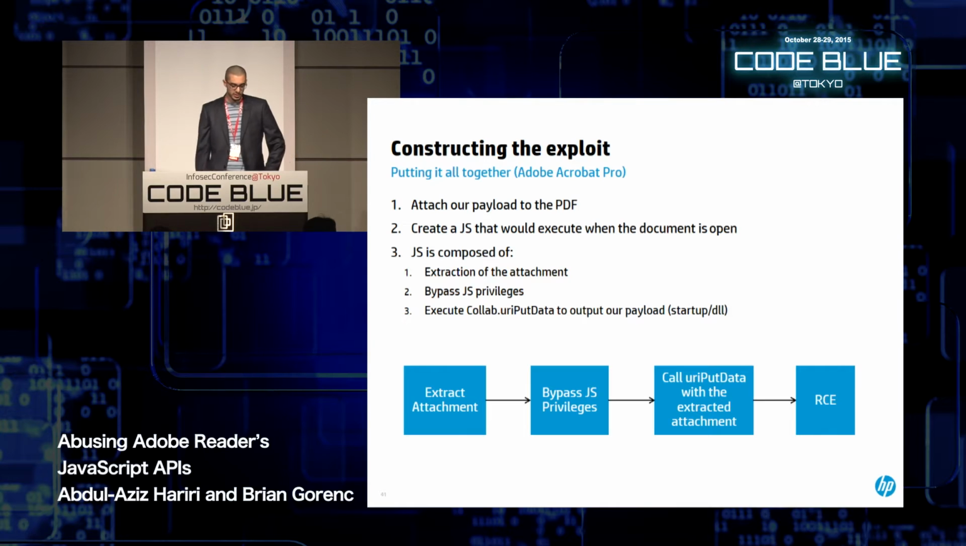So let's put this all together. Basically, we have to attach our payload, which is a DLL, to the PDF, and then create a JavaScript that will execute when the document is open. This JavaScript should be composed of code that extracts the contents of the attachment, stores it in an OStream object, and then uses one of our bypasses to execute URI put data and dump the file on disk. And then we just wait until Acrobat loads our DLL, and then we're going to have code execution out of it.